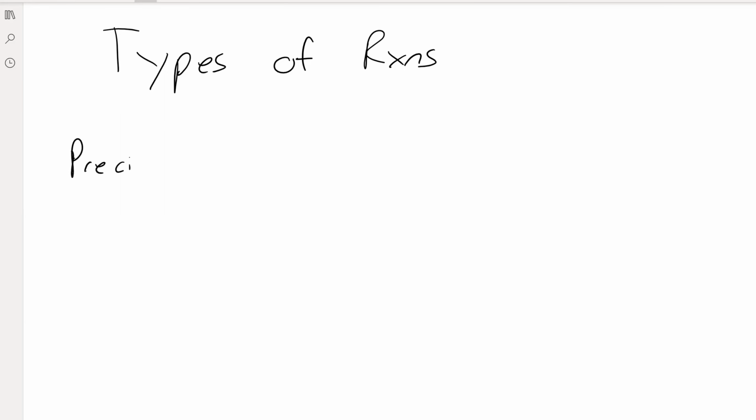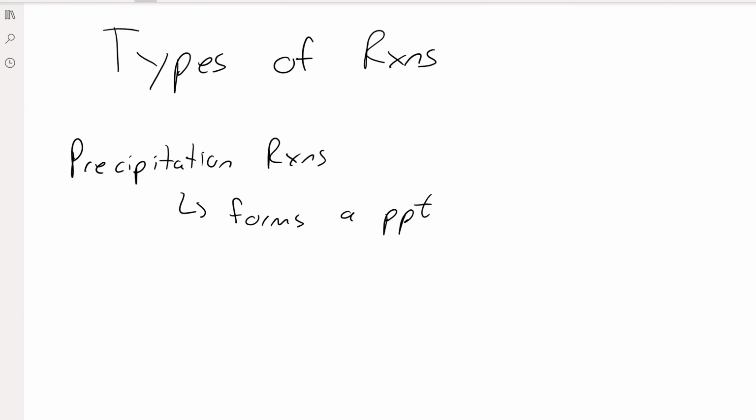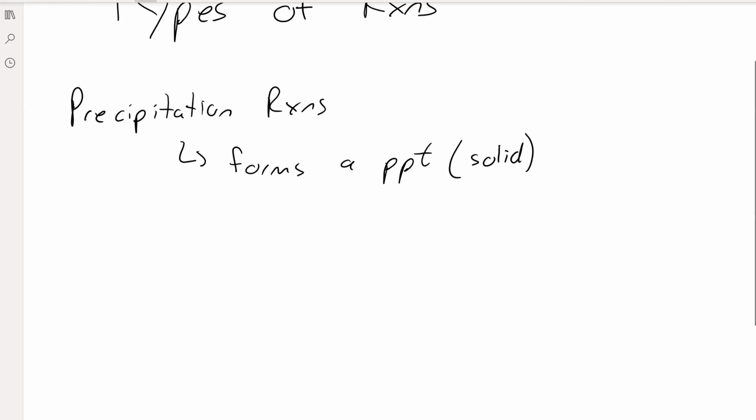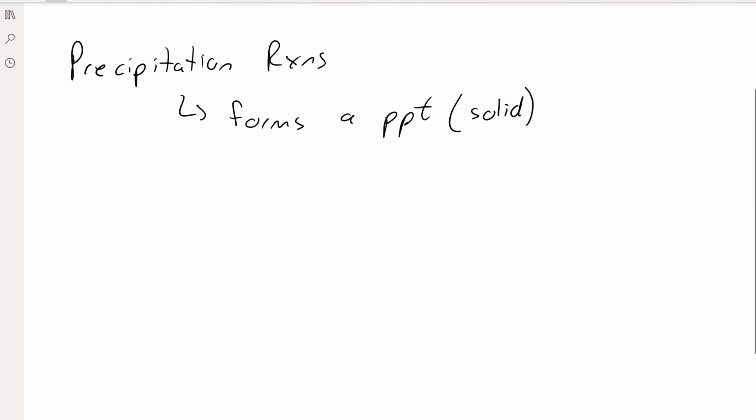So the first type that we're going to look at is precipitation reactions. And precipitation reactions are something that forms a precipitate, which we can abbreviate to PPT. So that doesn't stand for PowerPoint anymore. Now it stands for precipitation. And a precipitate is just a solid. Right, so a precipitation reaction is something that forms a solid, a precipitate.